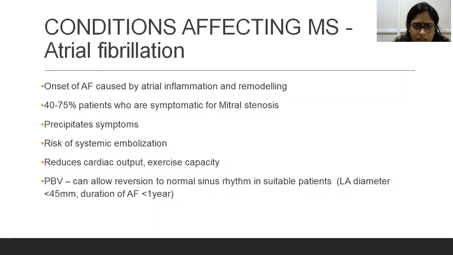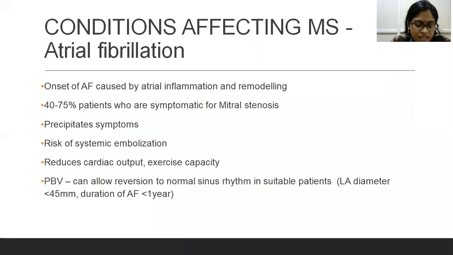So atrial fibrillation develops around 10 to 15 years after the onset of mitral stenosis. This is caused by atrial inflammation and remodeling of the endothelium. So this is seen in about 40 to 75% of patients who are symptomatic for mitral stenosis. Often the onset of atrial fibrillation itself precipitates the clinical symptoms, and results in the diagnosis of mitral stenosis. Atrial fibrillation is associated with high risk of systemic embolization.